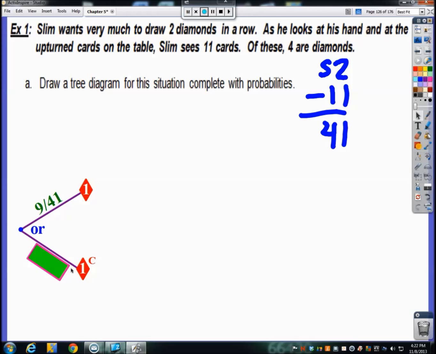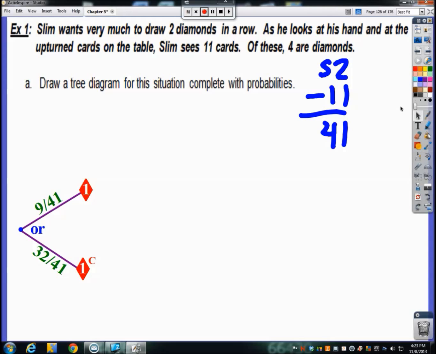Now, the probability that he doesn't get a diamond, well, it's just the complement of this event. There's 32 other cards out of the 41 that aren't diamonds. So this is 32 out of 41. So there's the first card that comes along of our tree diagram.